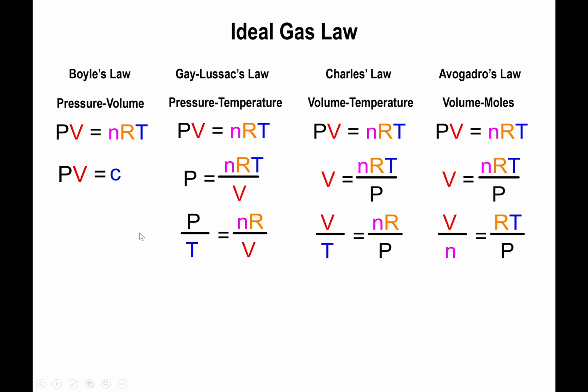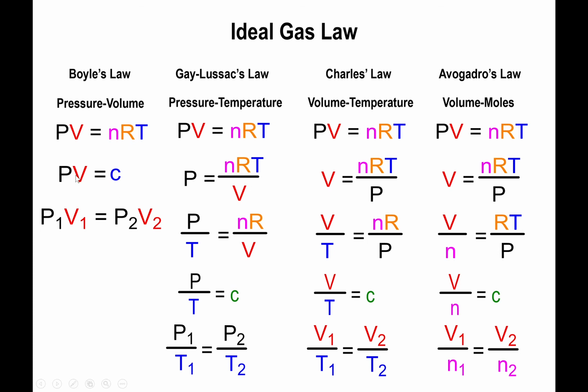P times V, all equaling a constant, because for Gay-Lussac's law, Charles' law, Avogadro's law, everything that we left on the right side of the equation is a collection of constants. And the beauty of this is that from the ideal gas law, we have basically found out the relationships for Boyle's law, Gay-Lussac's law, Charles' law, and Avogadro's law. Namely that P times V must equal P times V. P over T must equal P over T. V over T must equal V over T. And V over n must equal V over n.